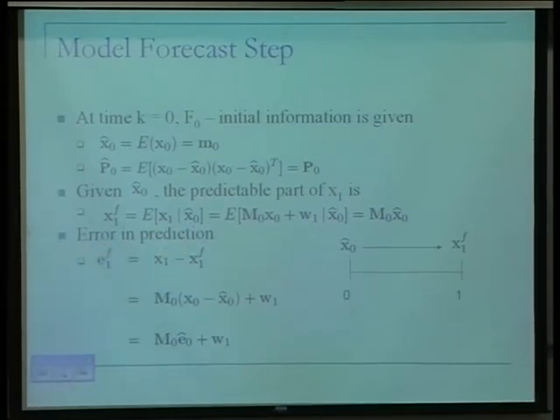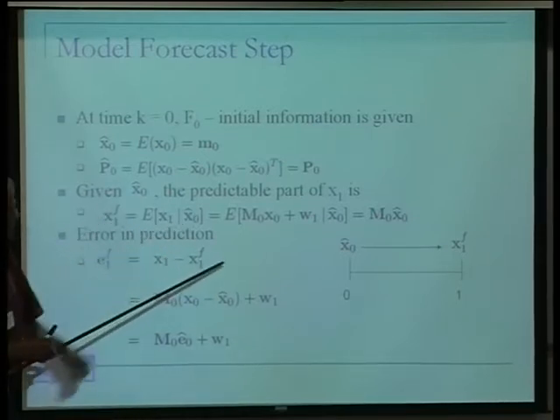So this is x naught, this is x1. My model is going to pull me out. I will get x1 from here. The model is going to be able to get this, but I won't know what w1 is. So I would like to get the x1f, which is the predictable part of that. That's called the forecast. So the forecast is simply the conditional expectation.